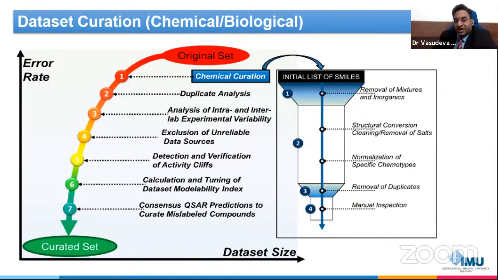And tuning of the dataset modality index is one of the mathematical processes to consider, along with consensus QSAR predictions to curate mislabeled compounds. These are all the final regulatory methods, mathematical standards like the correlation coefficient, regression coefficient, cross validation, and predicted error sum of squares. These will be further taken into consideration in QSAR validation. One of the major problems is getting a curated data set for model development. Most of the time you may not get a reliable, chemically and biologically curated data set readily available for doing the simulation modeling. That's the major hurdle associated with QSAR modeling.